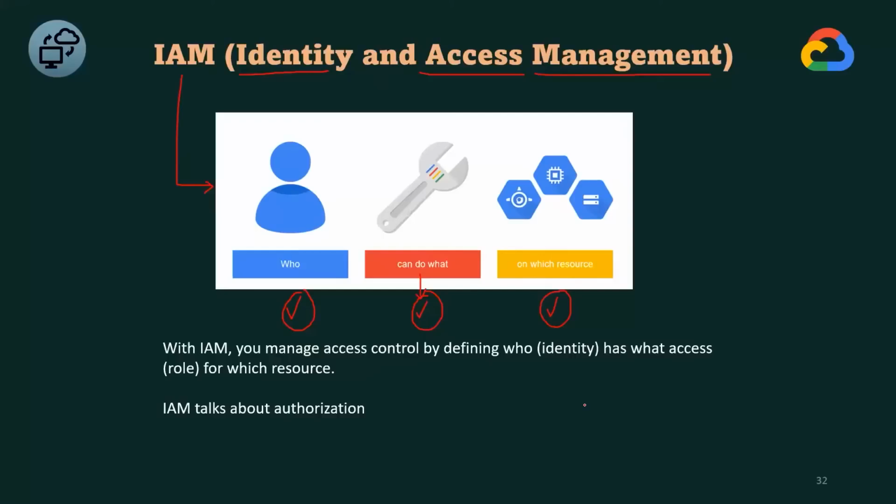Okay, so IAM: who can do what on which resources? Who means identities. Can do what means roles and permissions, which can be achieved with what. This is for our GCP services. So if you want to take care of the access to your GCP services for your developers, you need to assign the role.